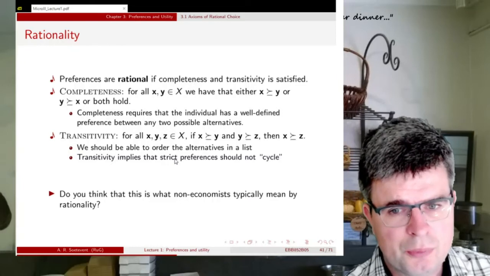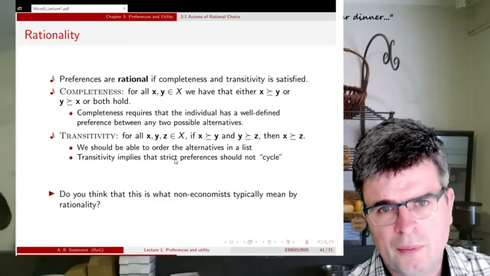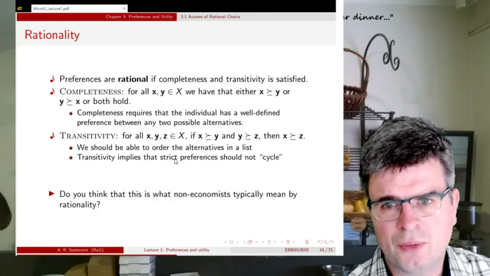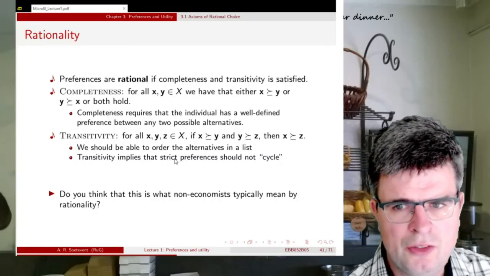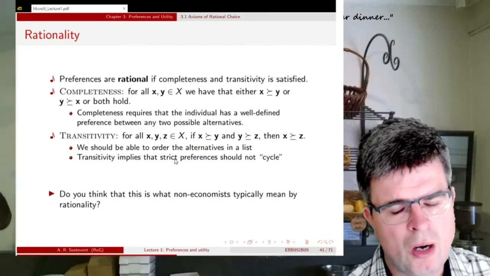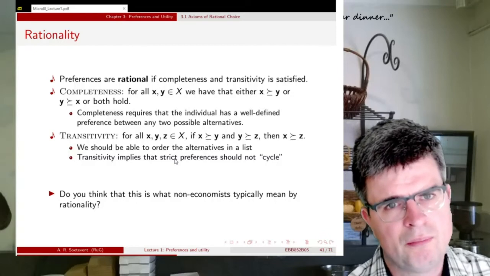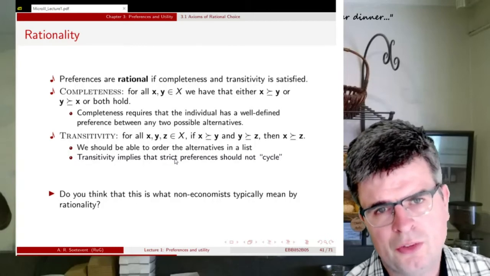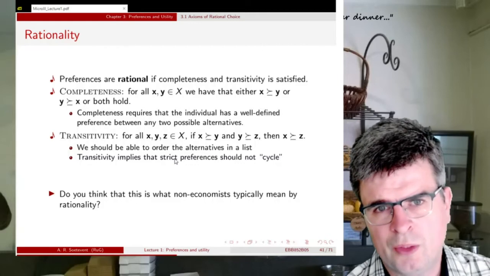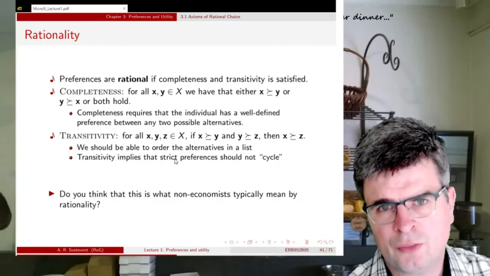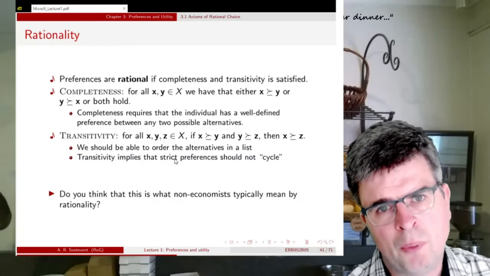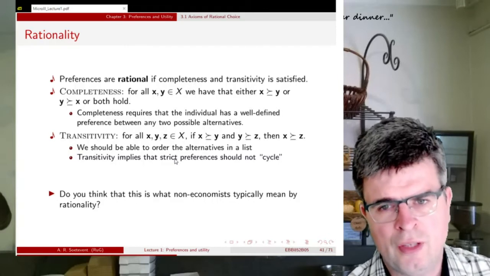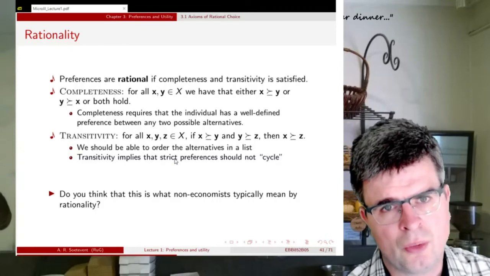Question: do you think this is what non-economists typically mean by rationality? Now you can answer the question yourself, but these two conditions are not that remarkable, I would say. We only assume that people are able to say what they prefer among a set of alternatives, and that they are able to rank the set of alternatives. And that's all we need, and if that's satisfied, preferences are called rational.